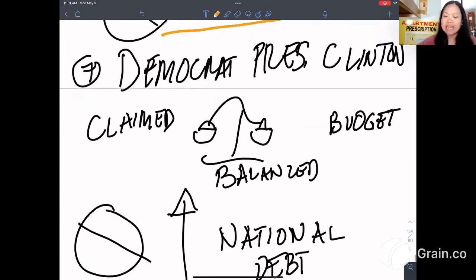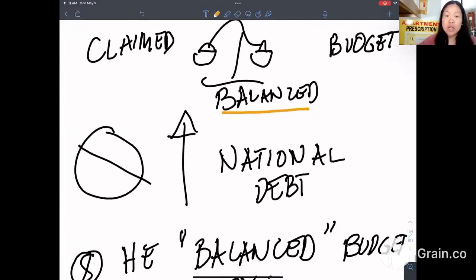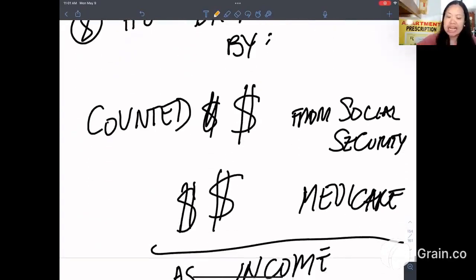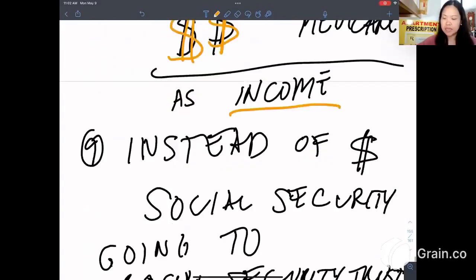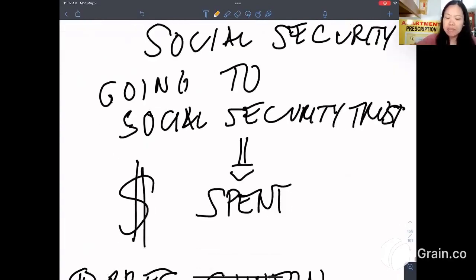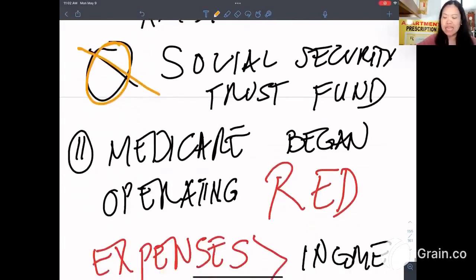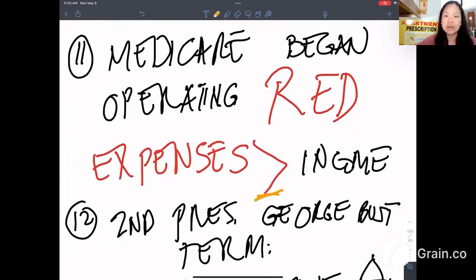Point number seven, the Democratic President Clinton claimed that he balanced the budget and there was no increase in the national debt. He balanced the budget by counting the money from Social Security and from Medicare as income. So instead of the money going to the Social Security trust, the money was spent. So President Clinton admitted that there was no Social Security trust fund, and therefore Medicare began operating in the red. The expenses were greater than income.